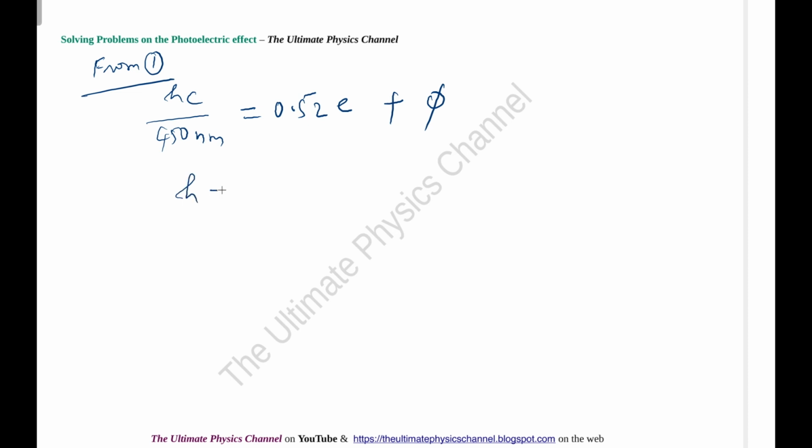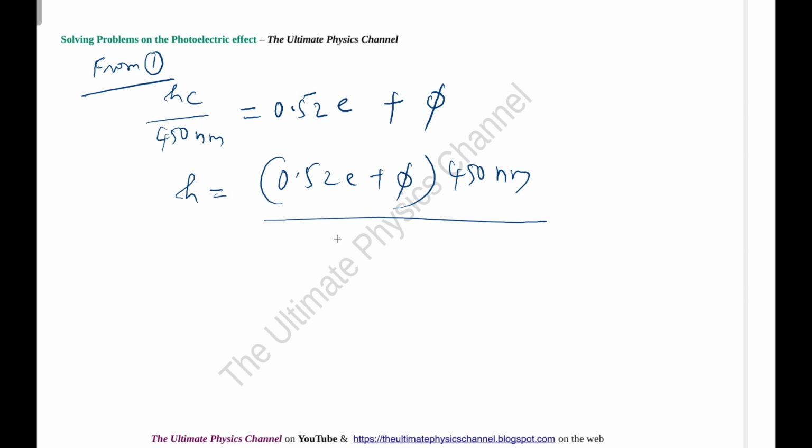So h is equal to, all we have to do is multiply these two. So 0.52 E plus phi multiplied by this denominator, which goes to the numerator there as 450 nanometers over c, which is 3 into 10 power 8. Numerator in the left side goes to the denominator on the right side, and we know all the values. Phi is something that we calculated as 2.24 eV in the first part of the problem, so that we can substitute directly there. And do the manipulation, we will get h as very close to the actual value.